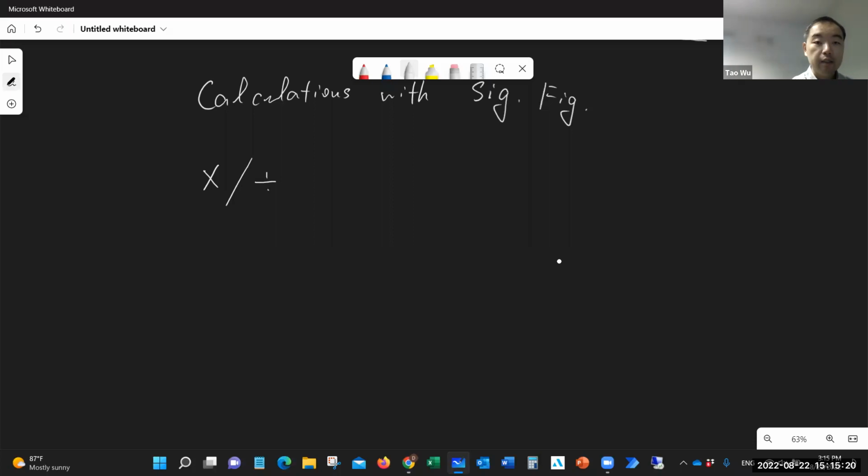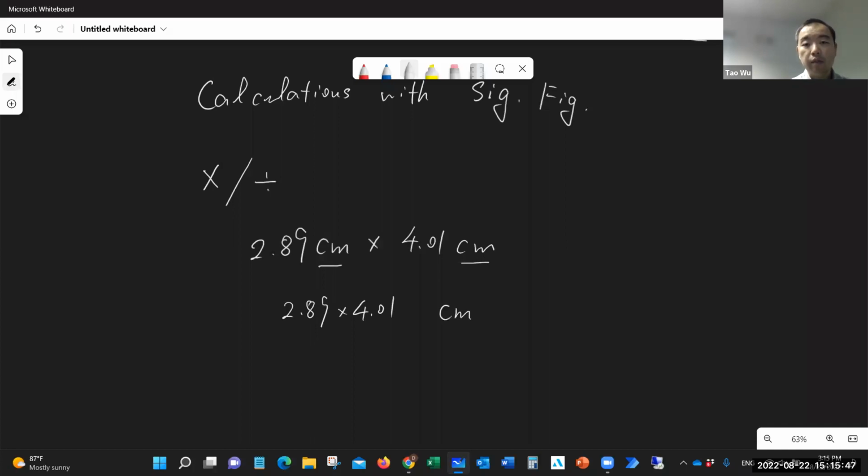In A, we have 2.89 centimeter times 4.01 centimeter. This is a multiplication with units. Generally, you multiply the numbers together and multiply the units together. So this is 2.89 times 4.01, and centimeter times centimeter. Centimeter times centimeter is just a square, centimeter square. And then we're going to do the calculations.